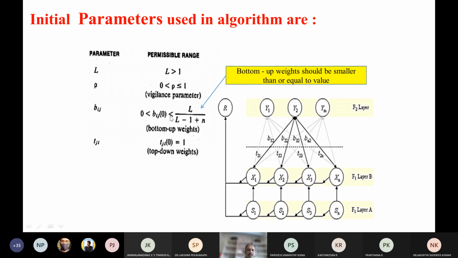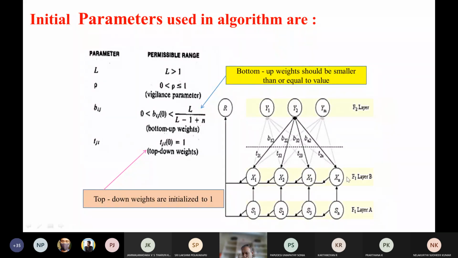So Bij should lie between 0 and L divided by L minus 1 plus N, the bottom up weights. Next are the top down weights, Tji, which are always initialized to 1. Top down from here to here: T21, T22, T23, T2N. These are the top down weights, always initialized to 1.